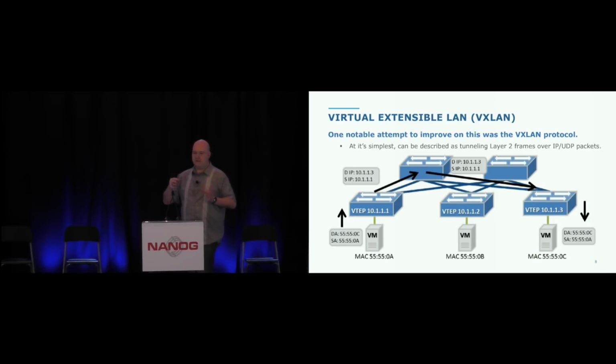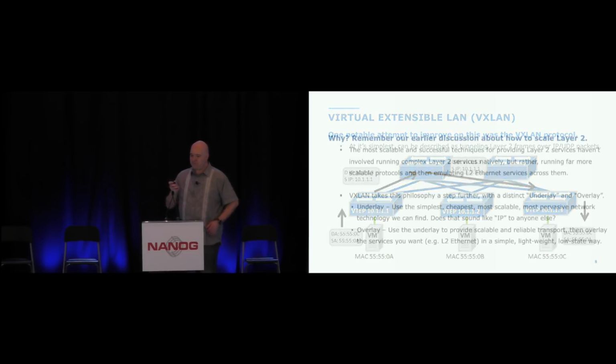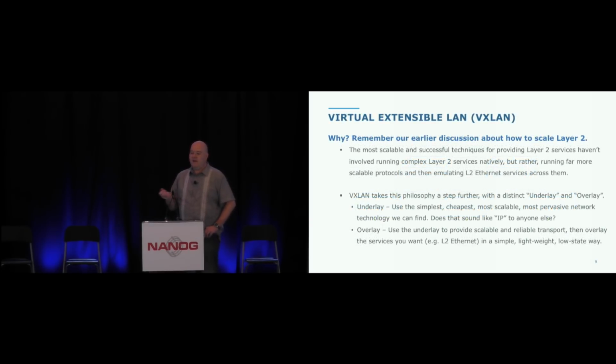It's going to take your layer 2 frame, this MAC address here and all of the data, slap it inside a UDP packet, ship it across an IP network that knows nothing about the underlying services, and hand it off to the other end. So from a core network perspective, the only thing you had to do was carry these loopbacks. It's very simple, very scalable. You can build these very massive topologies out of it. But why do this? Well, remember what we said earlier about how you scale a layer 2 service.